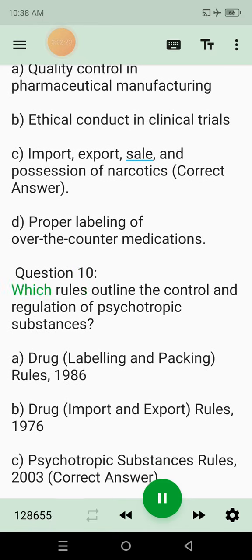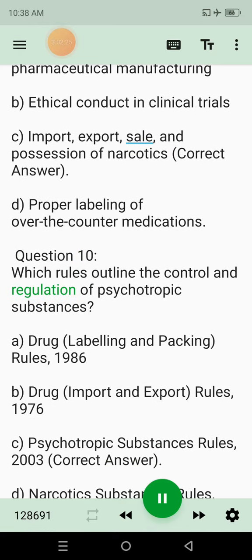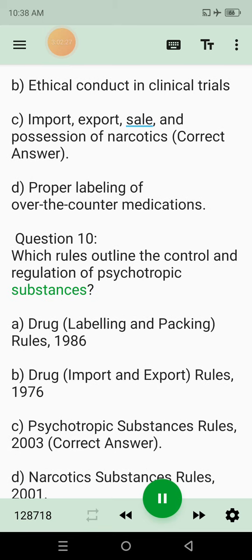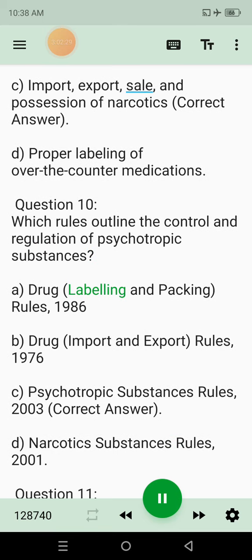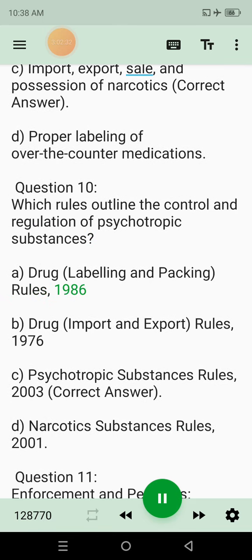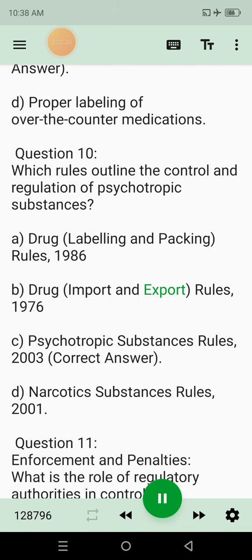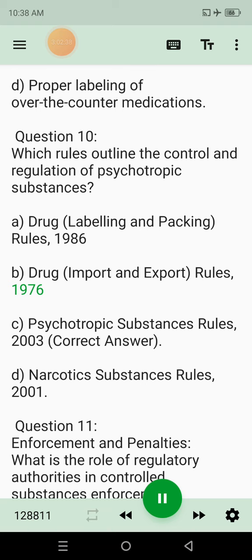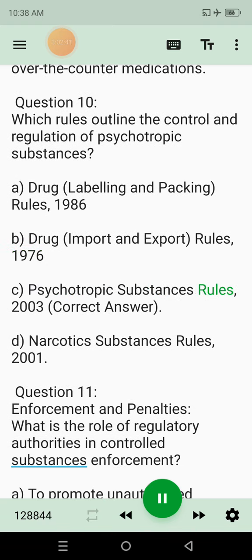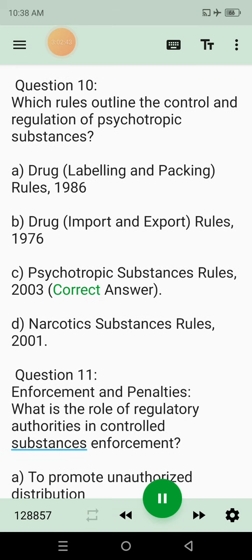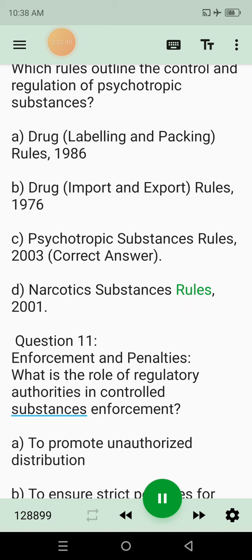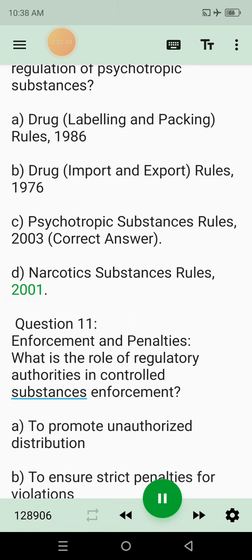Question 10. Which rules outline the control and regulation of psychotropic substances? A. Drug Labeling and Packing Rules, 1986. B. Drug Import and Export Rules, 1976. C. Psychotropic Substances Rules, 2003. Correct answer. D. Narcotic Substances Rules, 2001.